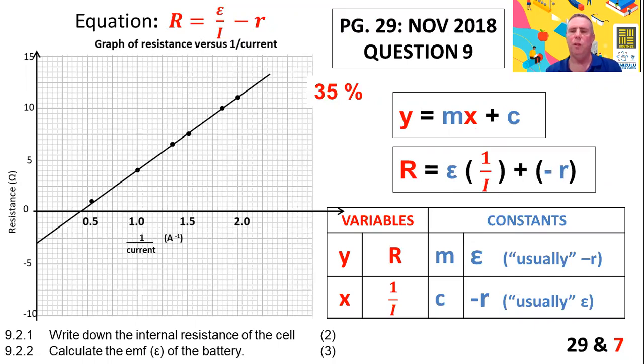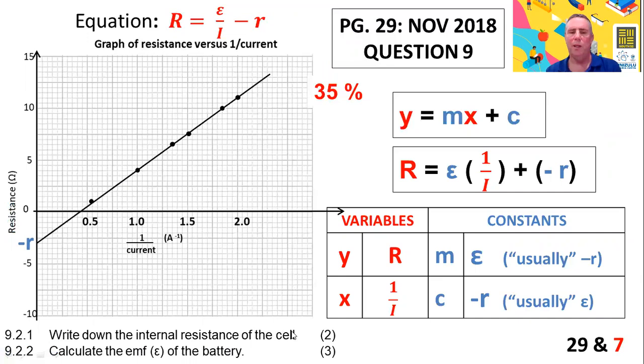Now, what confused everybody is that m and c were swapped around from what they usually were. So in this case, the gradient was EMF, and normally the gradient is minus r. In this case, the y-intercept was minus r, where it's usually the EMF. So as I said, it really isn't difficult to answer these questions.